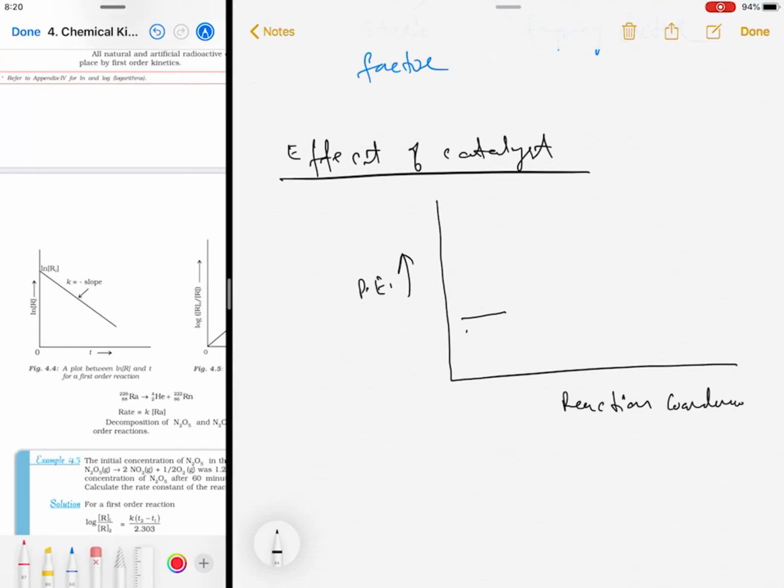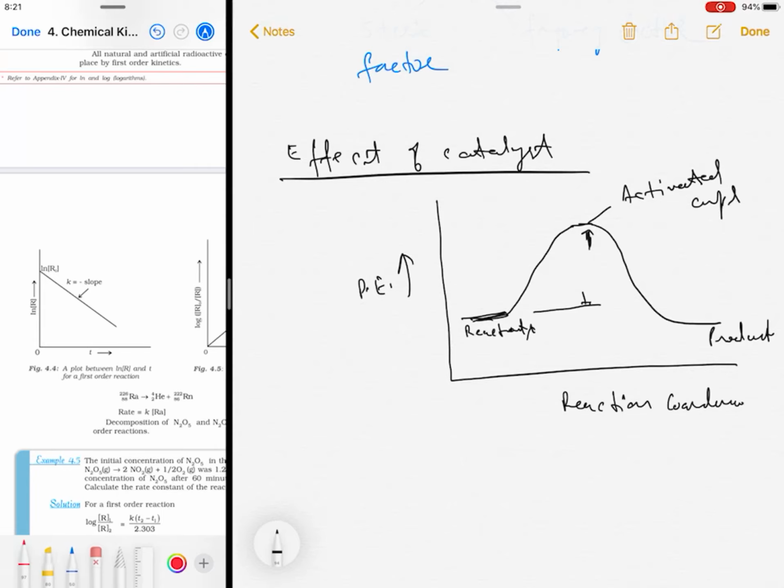Now suppose we have some reactants with a particular amount of energy, this energy. Initially we have to supply some energy to initiate the reaction, and these reactants will be converted into an activated complex, and then this activated complex will be converted into the final product. So we have supplied some amount of energy so that the reactants are converted into the activated complex. This amount of energy is known as activation energy, Ea.